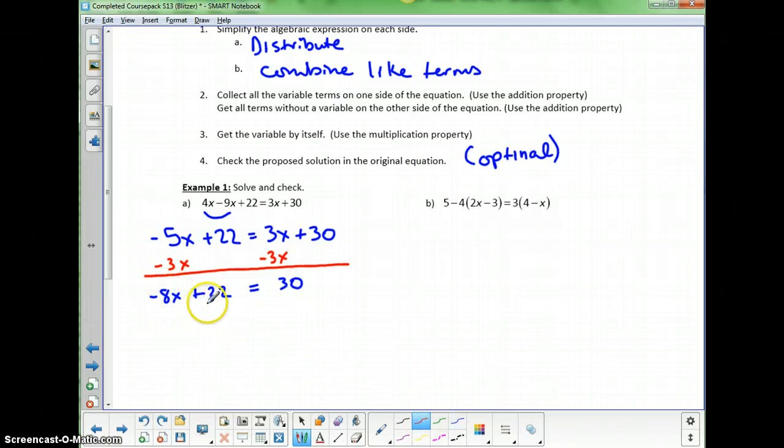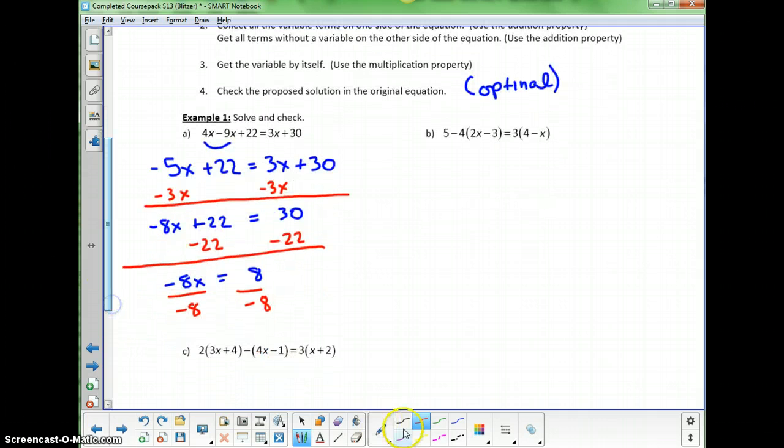Now I'm going to do something similar. Here are my x's. I want to get rid of this 22. It's positive, so the opposite operation would be negative to move it to the other side of the equation. So I'm going to end up with negative 8x equals 30 minus 22, which is 8. And finally, get the variable by itself using the multiplication property. That's negative 8 times x. So I'm going to divide both sides by negative 8 to get a final answer of x equals negative 1.